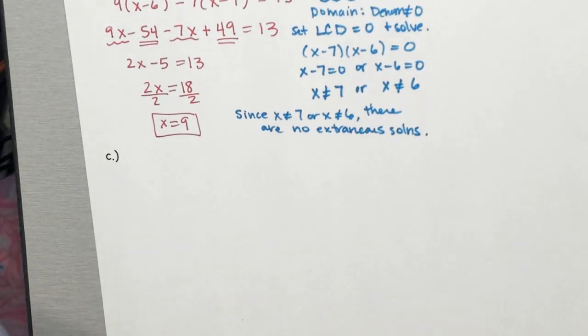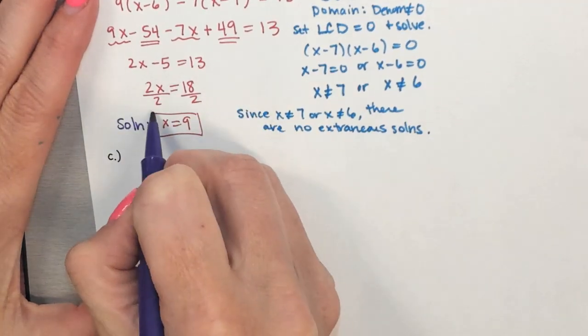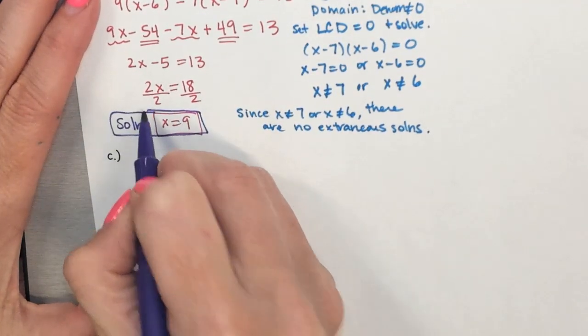So your check is just going to be you telling me what x cannot equal, and this is going to be your final solution. X is equal to 9.